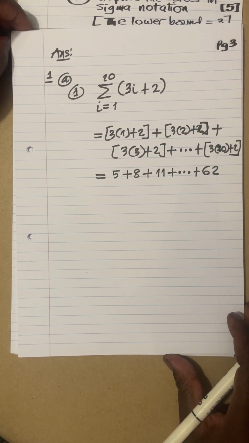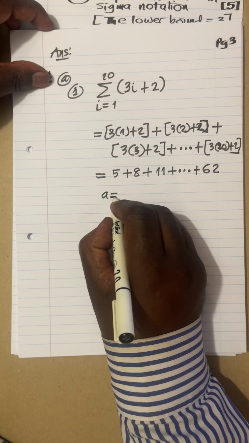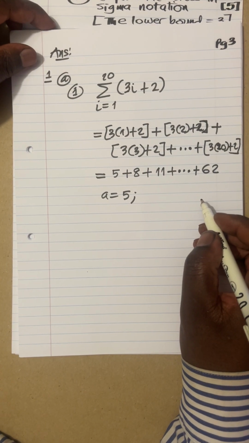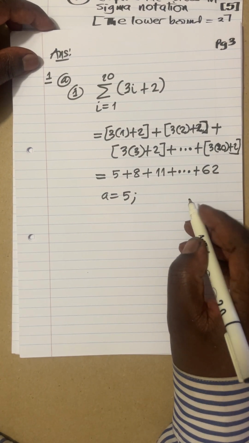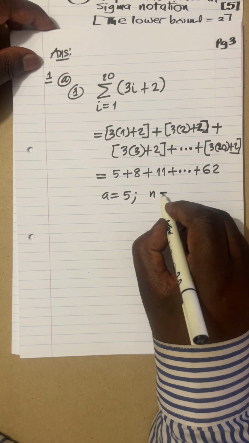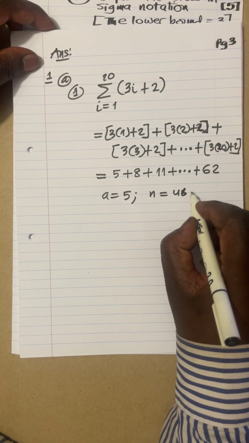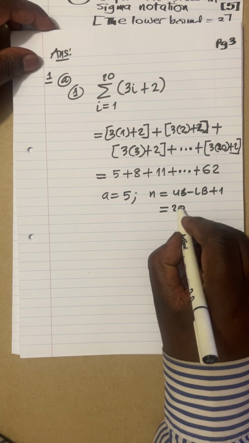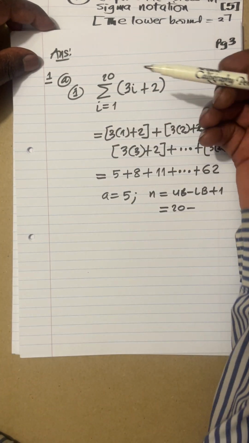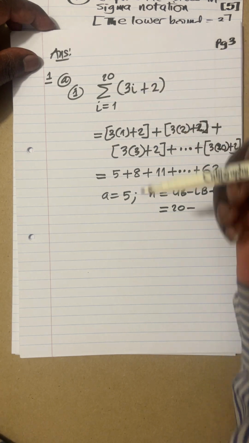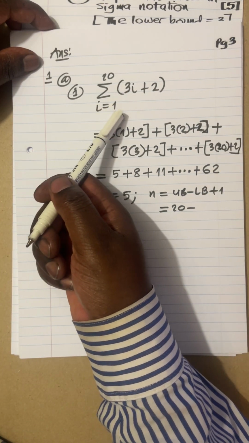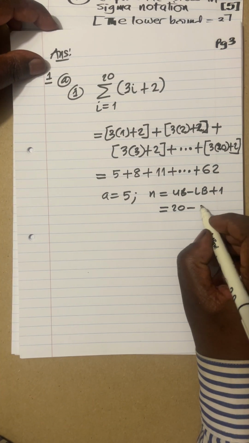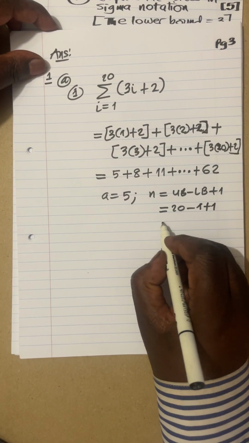Now at this stage, we're supposed to determine what we call the first term. Obviously, you can see it is 5. And then we're supposed to work out the number of terms, because we have the last term and we have the first term. The number of terms, n, is always the formula upper bound minus lower bound plus 1. What is our upper bound here? It's 20, minus the lower bound, which is 1. The upper bound is the top number there, and the lower bound is the bottom number here. So i equals 1 will be our lower bound, all the way up to i equals 20, which will be our upper bound. So 20 minus 1 plus 1, and the answer is 20.